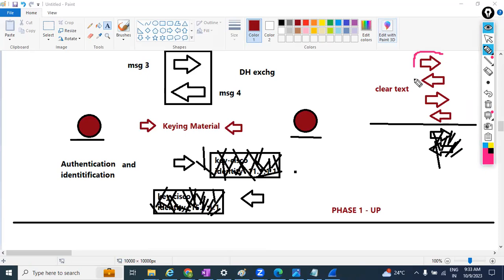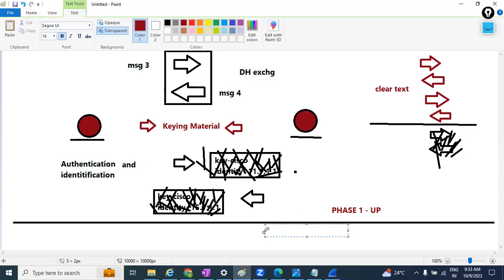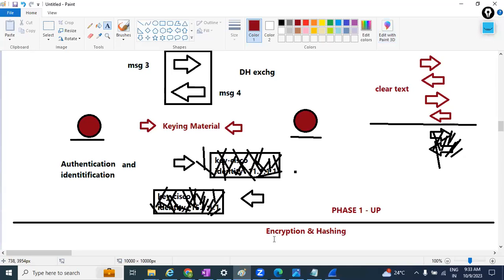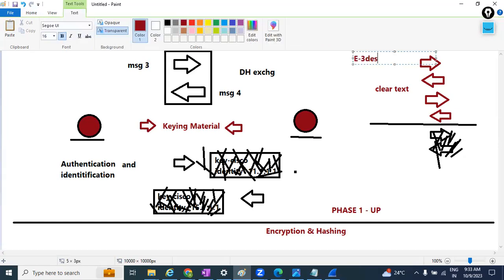In Haggle, what I have decided. So now see, in phase two, I'm going to talk about two things here: encryption and hashing. Encryption means again the encryption algorithm. In phase one, in Haggle, we have already decided, let's consider, for encryption we are using 3DES, and for hashing we are going to be using MD5. So this is what we have decided just for phase one.